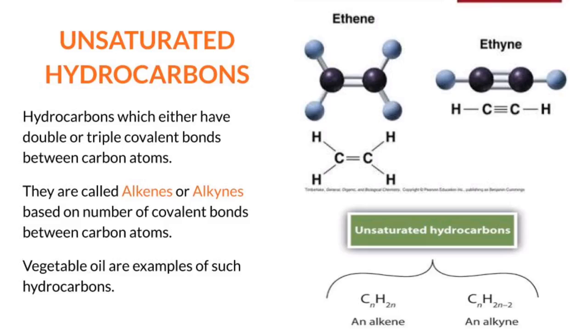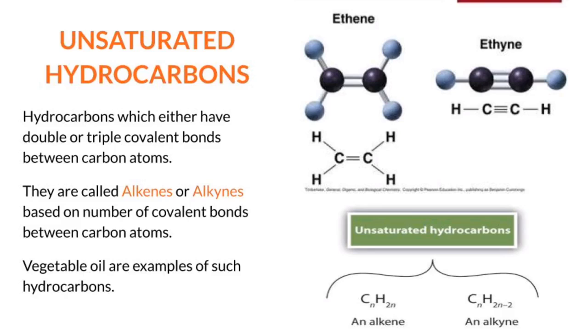The second type of hydrocarbon is unsaturated hydrocarbon. Unsaturated hydrocarbon is further divided into two categories based on the number of bonds between carbon atoms. In case there are double bonds between two carbon atoms, then it is categorized as alkenes, and if there are 3 covalent bonds between 2 carbon atoms, then they are categorized as alkynes. However, both of them are unsaturated hydrocarbons. Unsaturated hydrocarbons are vegetable oils that we use as cooking oil in our kitchen.